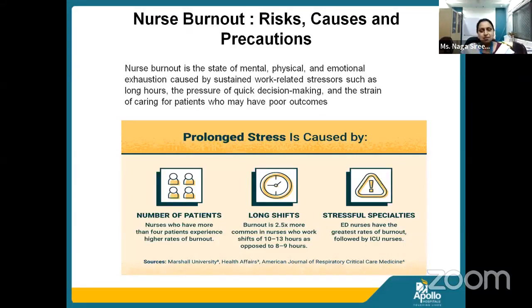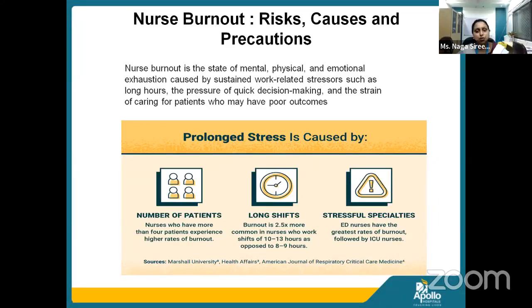And with all these things, this is one of the very interesting topics. Most of the time we forget to take care of our own nurses, which is nurse burnout. And what are the causes? Burnout is the state of mental, physical, and emotional exhaustion caused by sustained work-related stressors such as long hours, the pressure of quick decision making, and the strain of caring for patients who have poor outcomes. Even during our study period, when we take care of a patient, we go back and always have some kind of trauma in our mind.